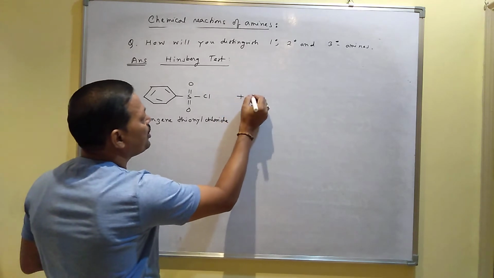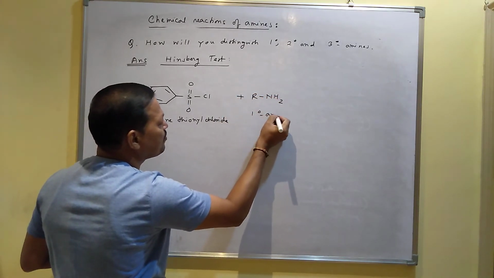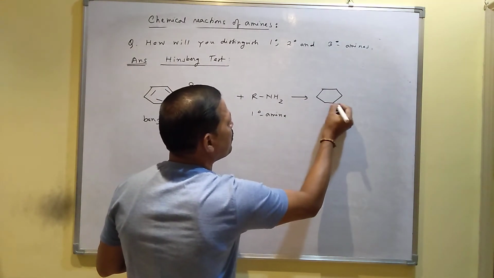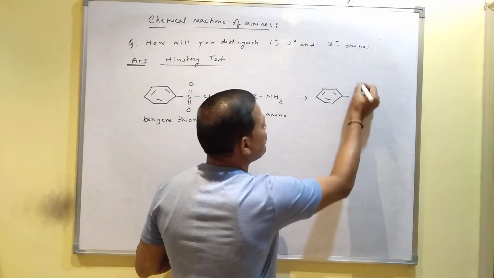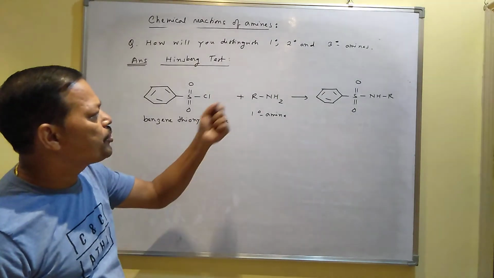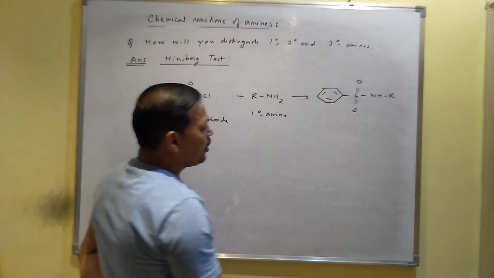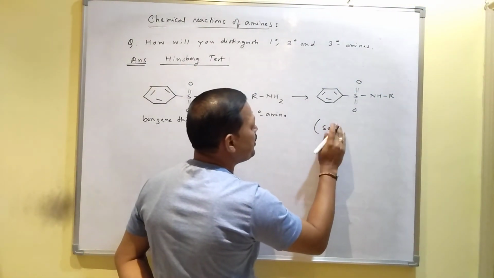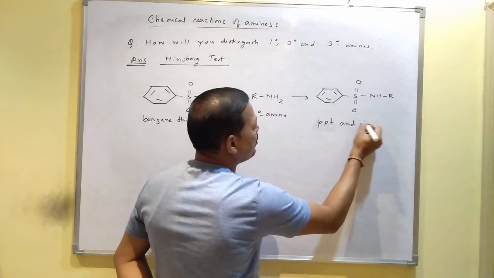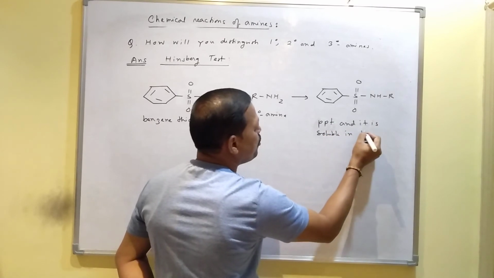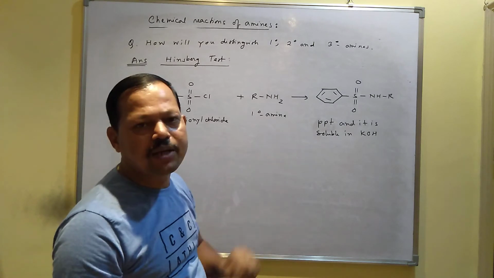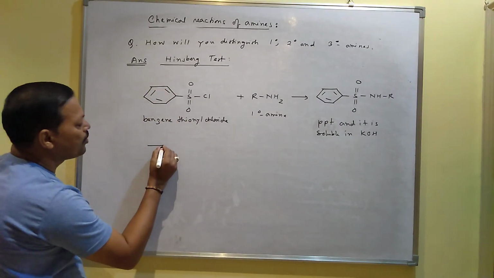When this compound reacts with an amine, this is your primary amine, it will convert to a compound like this. The ring will remain the same. This chlorine combines with hydrogen, it produces HCl, and this NHR will join with it. This compound gives a precipitate, and it is soluble in potassium hydroxide. I mean, when the compound gives the precipitate, if you dissolve the precipitate in KOH, potassium hydroxide, then the precipitate becomes soluble.